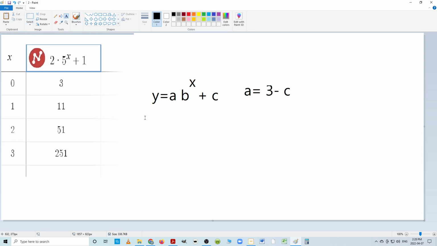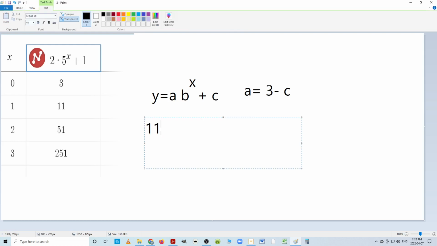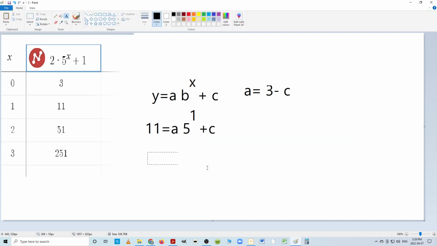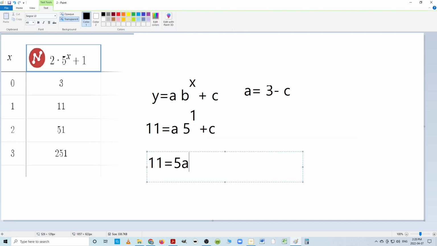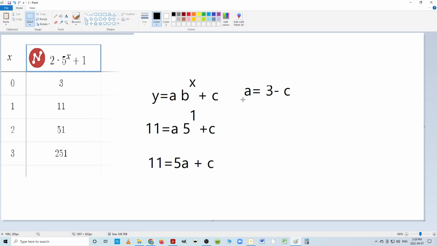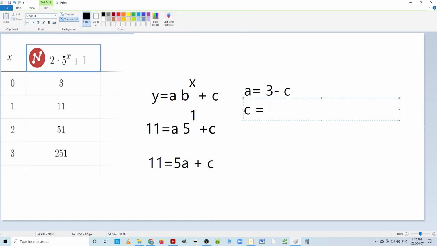And then if I go to the next number and I replace my y value with 11, and I do the same thing, I get 5 to the value of what is x going to be? It's going to be c, and plus c. Suddenly I get 11 is equal to 5a plus c. But up above, I can see that a is equal, and actually let's make it easier. Let's use the other version of that, which is also that c is also equal to 3 minus a.